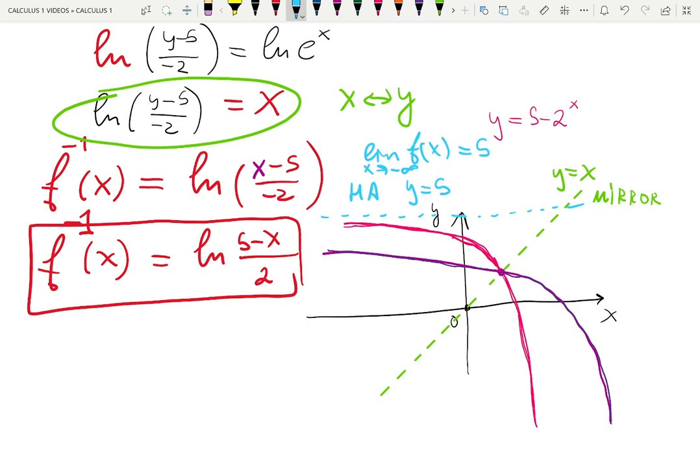Thus, the inverse function should have a vertical asymptote, because remember the reflection idea? So the vertical asymptote here is x equals 5, which is true. Look, when does the inverse function not exist? It does not exist when ln is taken at 0. That means x equals 5 gives us some kind of discontinuity, and if you check, it is indeed a vertical asymptote.